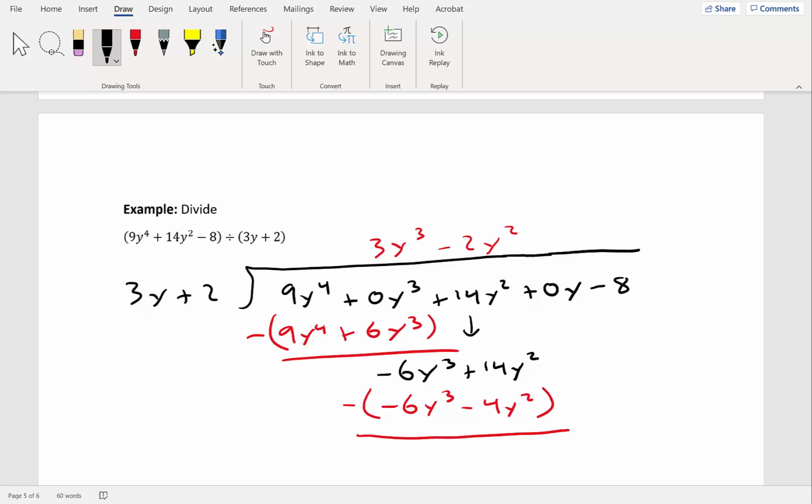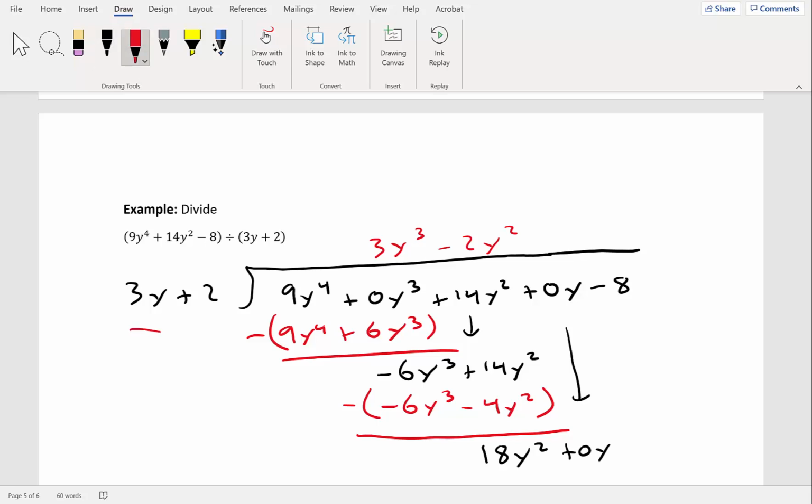And now 14y squared minus negative 4y squared. So that minus changes into plus. So I really have 14y squared plus 4y squared, which gives me 18y squared. Let's bring down the next term, bring down this 0y.